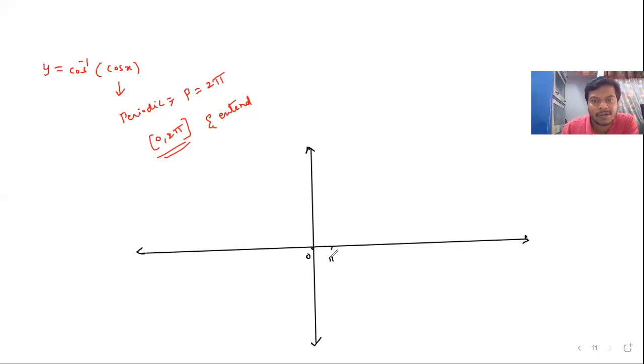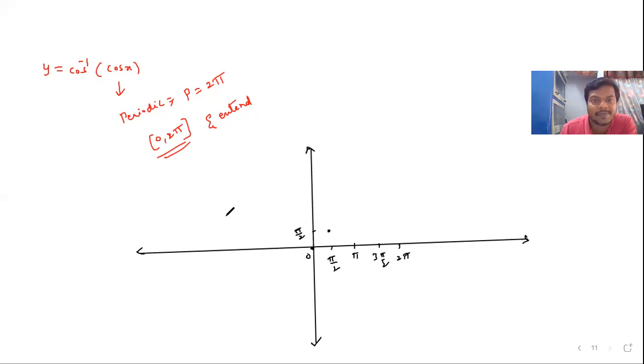0, pi by 2, pi, 3 pi by 2, and 2 pi. First, if I write 0, then what happens? Cos inverse of cos 0, that is cos inverse 1 equal to 0 here. When you write pi by 2, cos 90 value 0, cos inverse 0, pi by 2, right? For pi by 2, it is pi by 2.